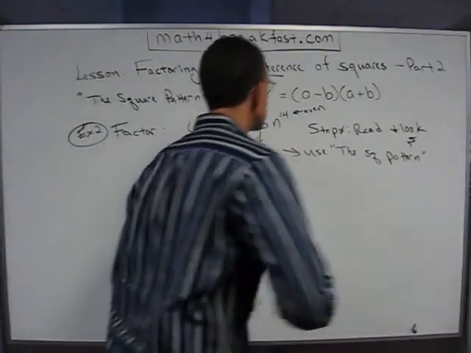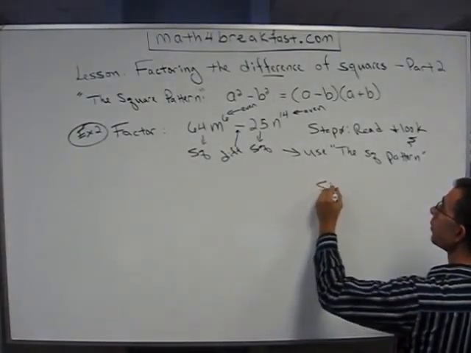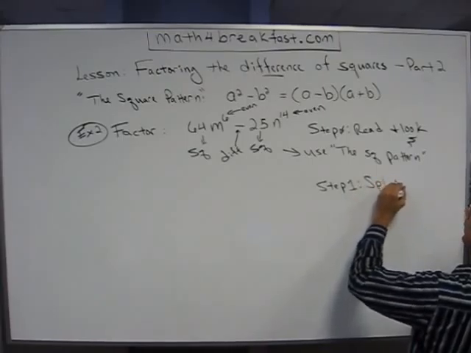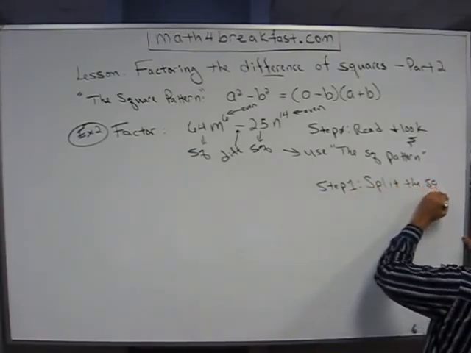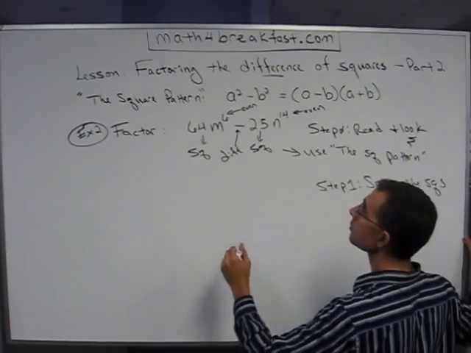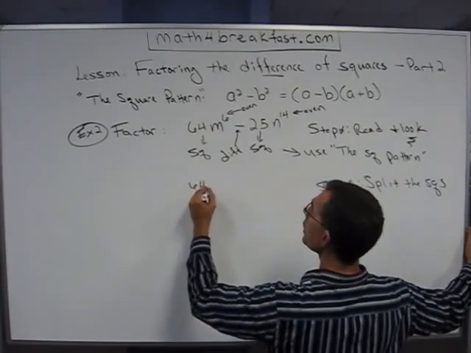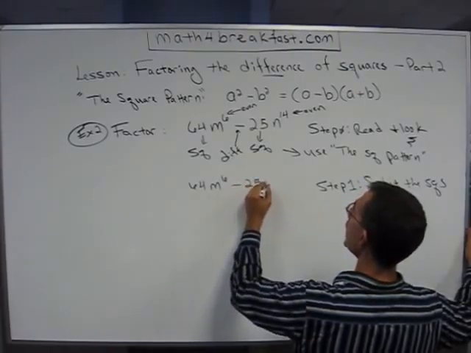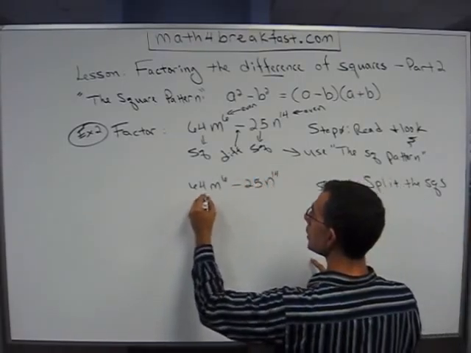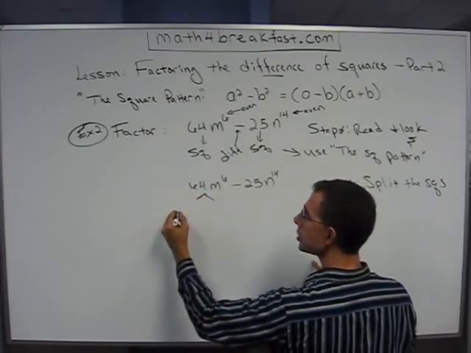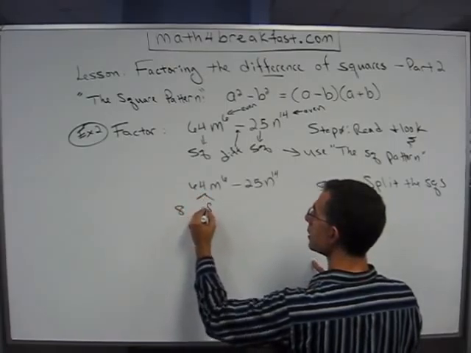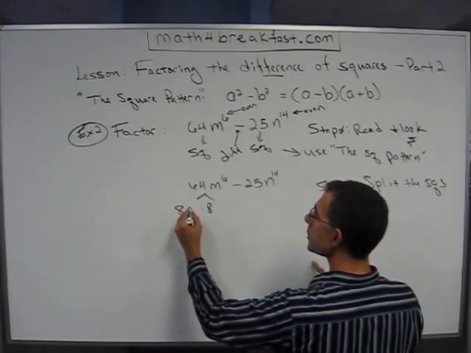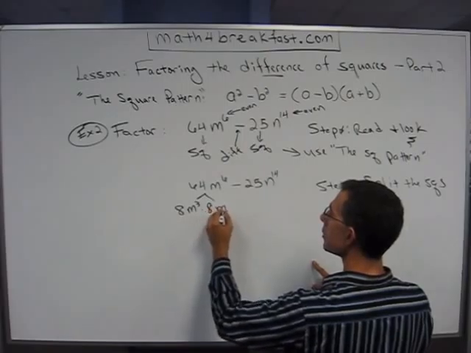Alright, so I've got it. Step 1 is to split the squares. I'm abbreviating obviously with SQ for squared. So 64m to the 6th minus 25n to the 14th. I'm going to split this over here. Well, 64 splits up into 8 times an 8. Notice I left a little space here because I have to split the m as well, and that becomes m to the 3rd and m to the 3rd.